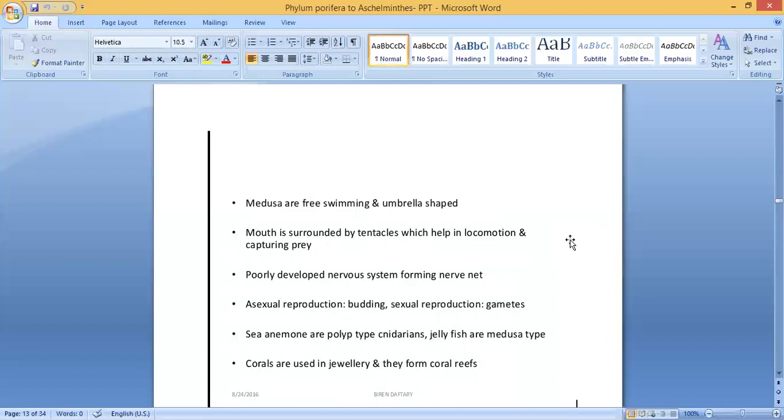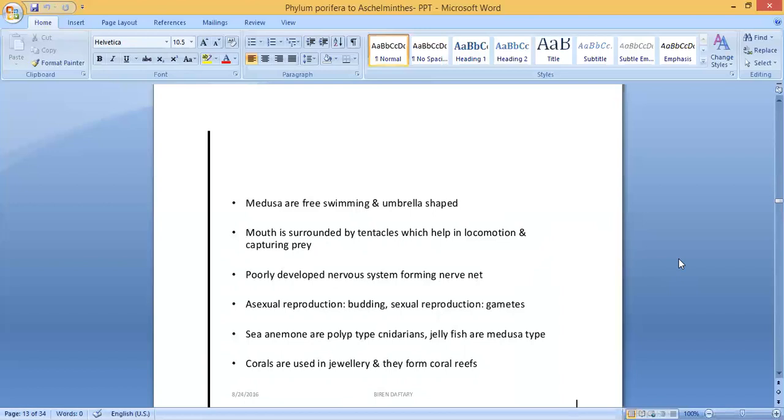Then a poorly developed nervous system forming a nerve network. They don't have a complex nervous system like us. We have a nervous system. Which are the parts of the nervous system? Brain, spinal cord, nerves. But here there is no such nervous system, just a simple form, a nerve net. Clear? So a poorly developed nervous system forming a nerve net.